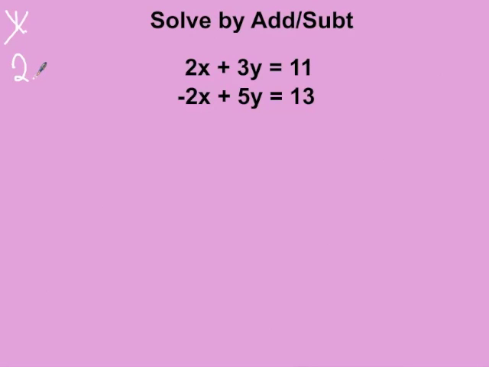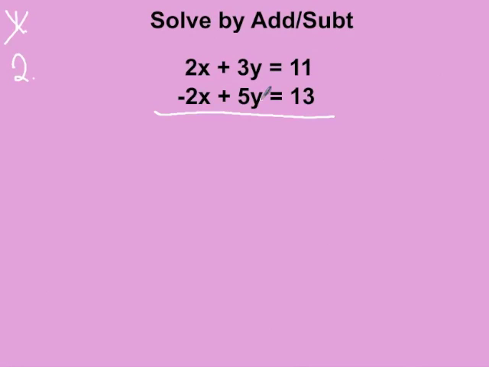Our second step then was to add or subtract. What we want to do when we're adding and subtracting is cancel out one of the variables. So we're going to look at this like a big addition or subtraction equation. Going from right to left, if we added 11 and 13, would they cancel out? No. If we subtracted 11 and 13, would they cancel out? No. So we're going to ignore this part.